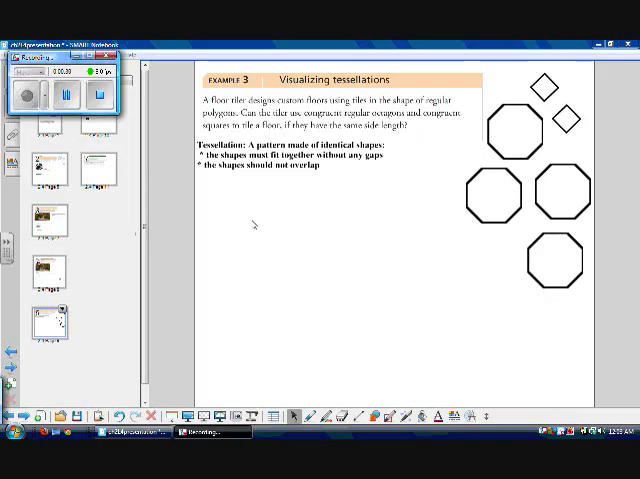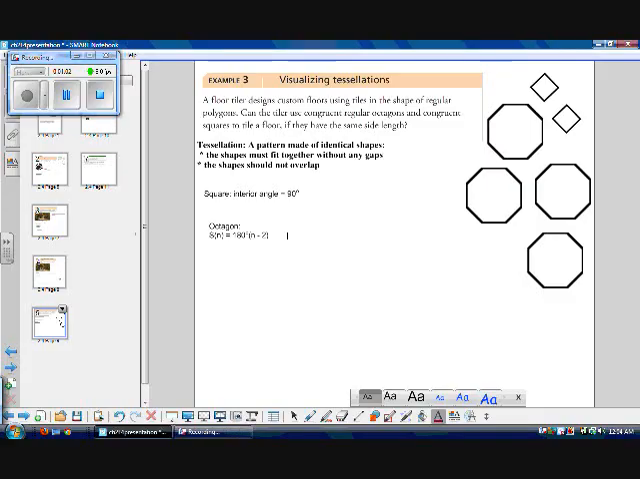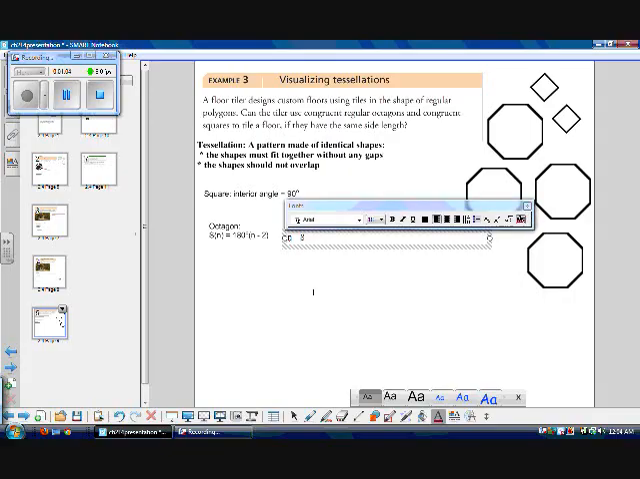So first, let's find the measures of the interior angles of our shapes. To find the measure of the interior angle of a square, well, we already know that one angle inside of a square is 90 degrees. So let's find the sum of the interior angles of an octagon, and then from there find what one interior angle of a regular octagon is going to be. We have that S of n is equal to 180 degrees times n minus 2, and the number of sides in an octagon is 8, so my n is going to be equal to 8.